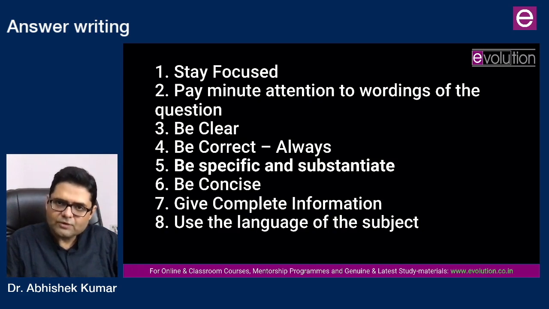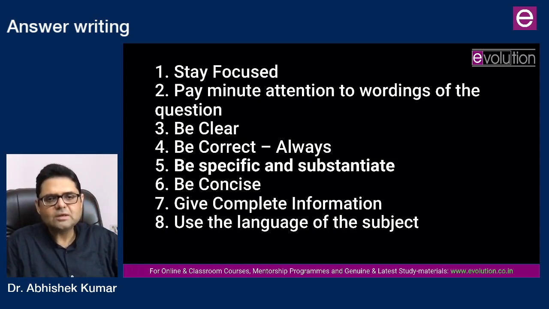Next, you have to give complete information. By this, at a simple level, I mean, if you are writing about glycolysis, you have to write about all the 10 reactions. If you are writing about Krebs cycle, you have to write all the 8 reactions. That is the meaning of being complete in terms of information.